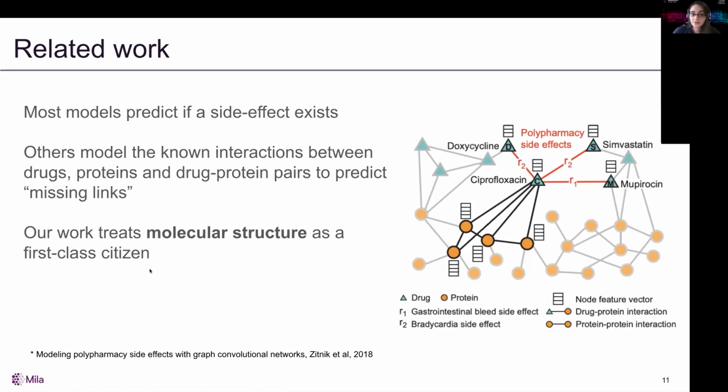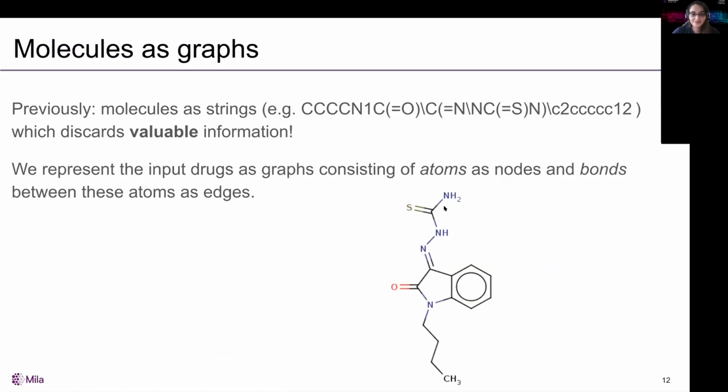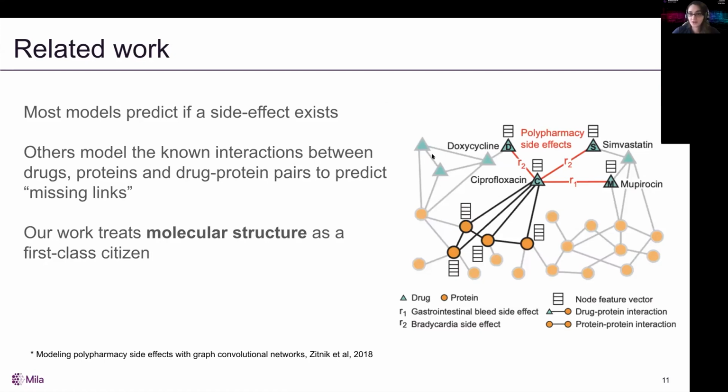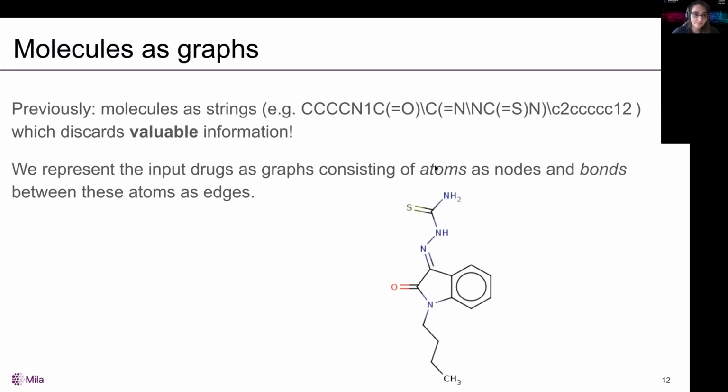But instead, our work treats the molecular structure. So we look in a way at a finer grain. We look at the molecular structure of the drugs in this network. And so, okay, now we know we're going to look at the drug structure, the chemical structure, but how do we do this? So previously, molecules have been represented as strings using this interesting way of representing called SMILES. But representing it in this way means discarding valuable information.